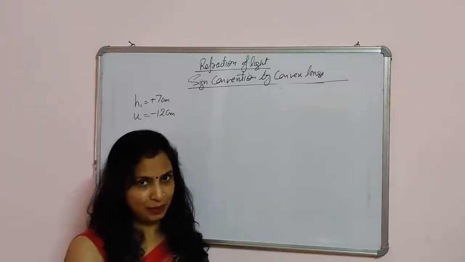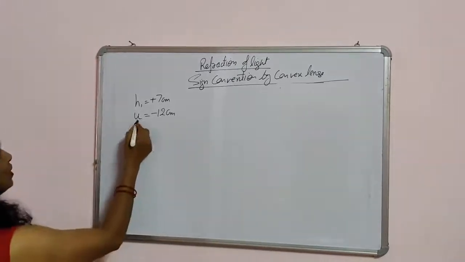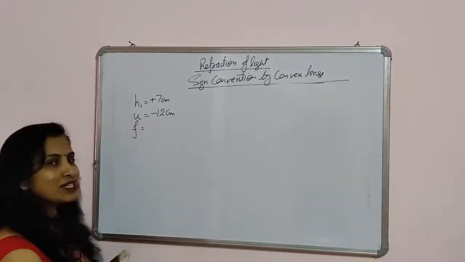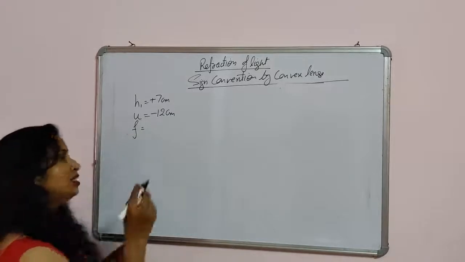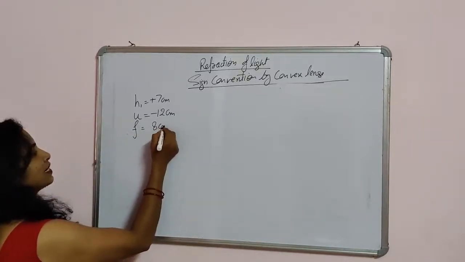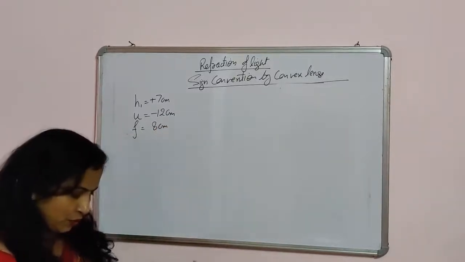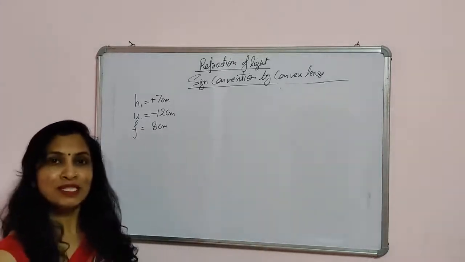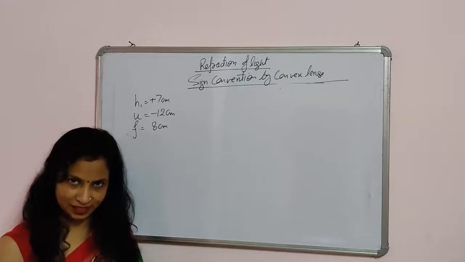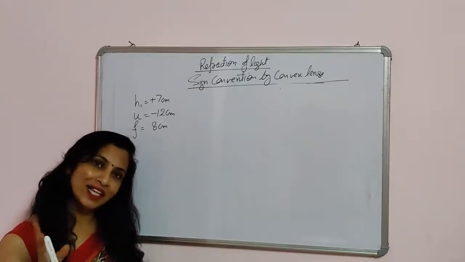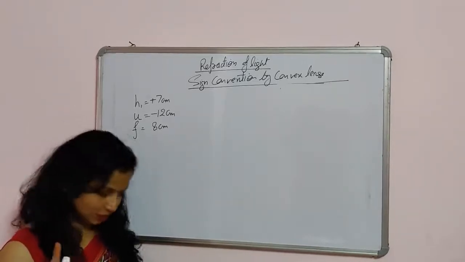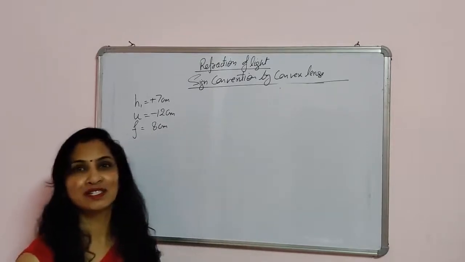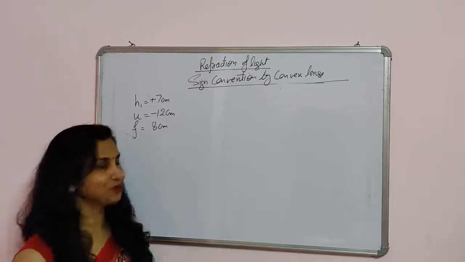Focal length 8 cm. And the lens having the focal length 8 cm. Convex lens having the positive focal length, so we will say plus 8 cm. You will find the position, nature and height of the image. Position is the distance of the image from the lens. Height is the H2. And the nature means is it real or virtual.